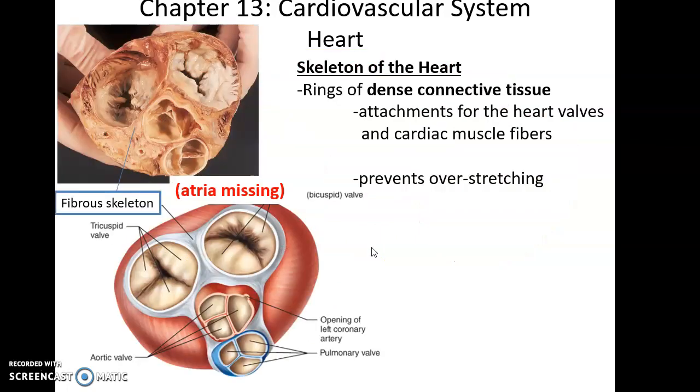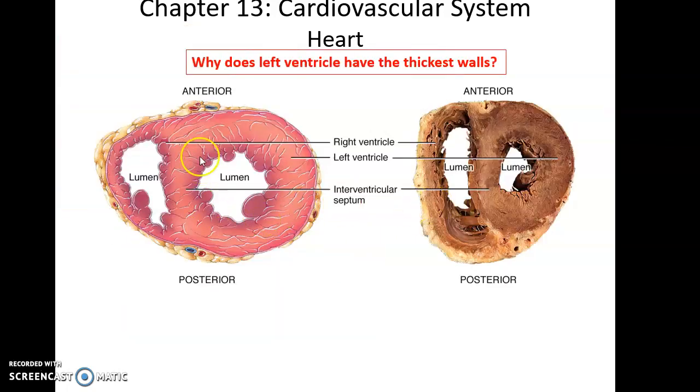Well, I hope you immediately thought that it was because the left ventricle has to send blood throughout the entire body, while the right ventricle only has to send blood to the lungs, which are conveniently located right next to the heart. So you need a lot more force, a lot more pressure to send blood throughout the entire body than you do to send blood to the lungs from the heart.